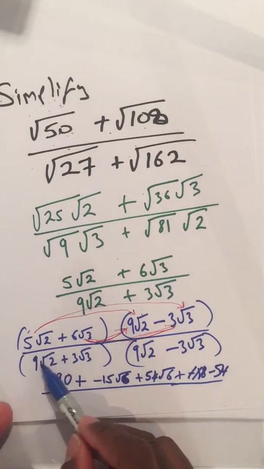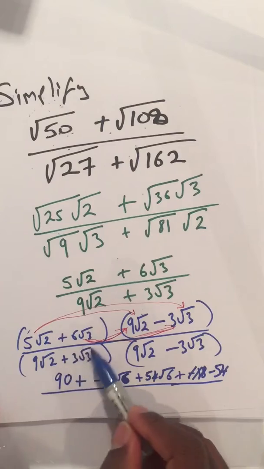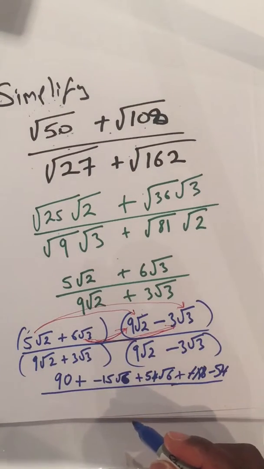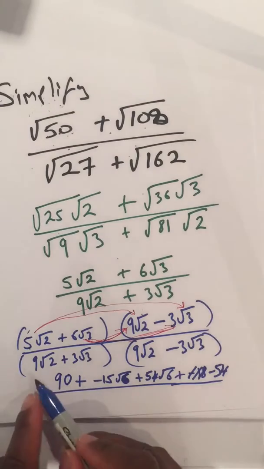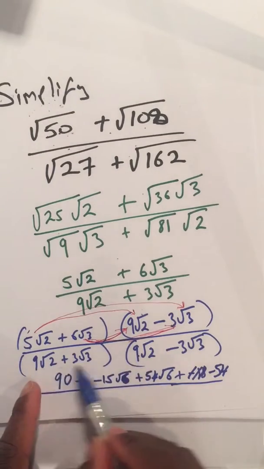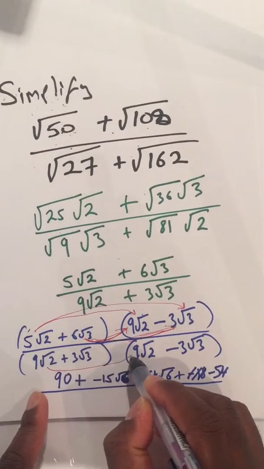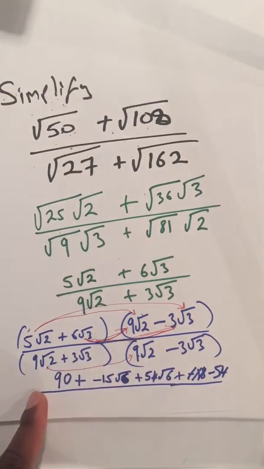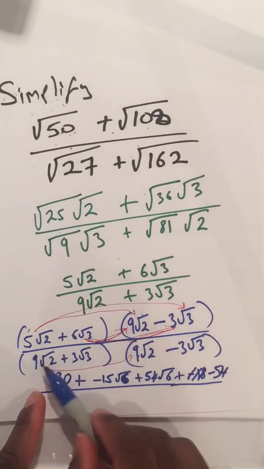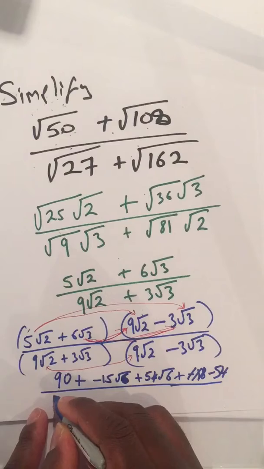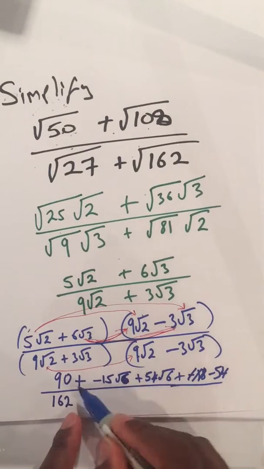So this square minus this square, that's what you get. But let's do it as if we're not sure, so we can see what happens. First: 9 times 9, times root 2 times root 2. 9 times 9 is 81. Root 2 times root 2 is 2. So 81 times 2 is 162.